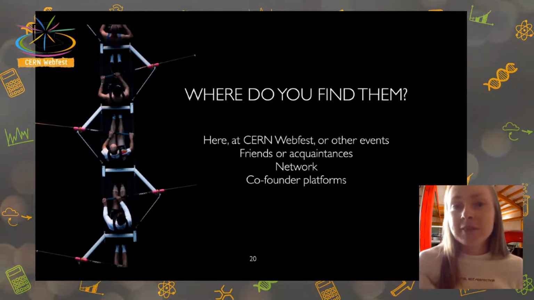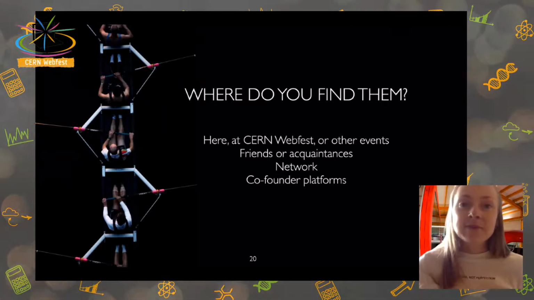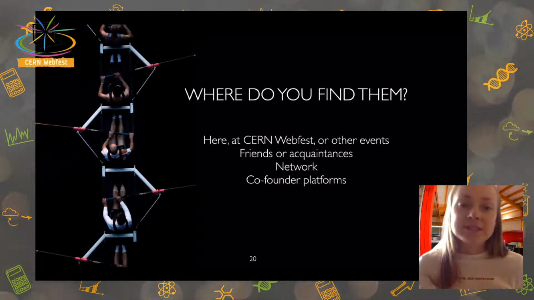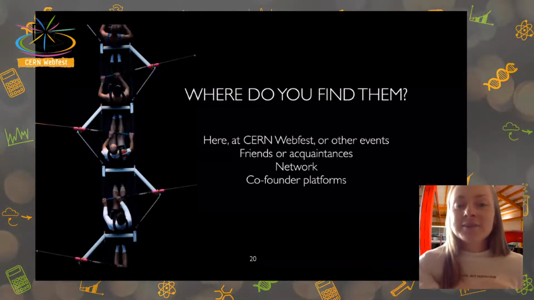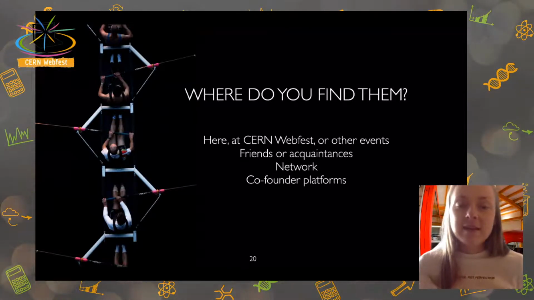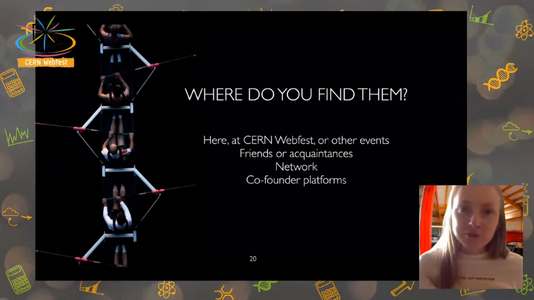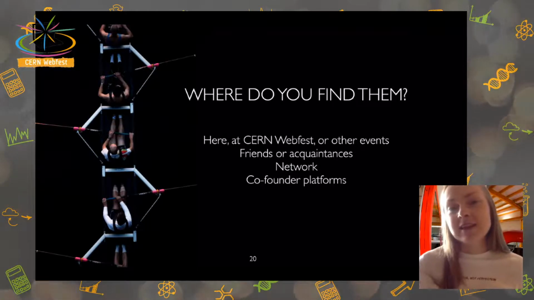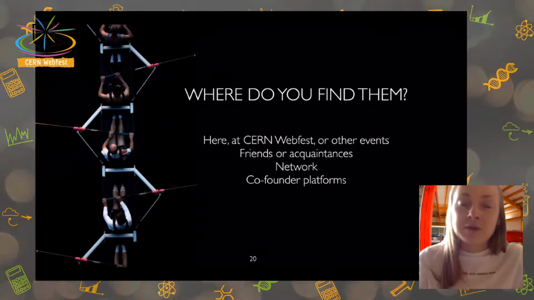You can also use your network, reach out to them to hear if they know of someone who can join your team. And you can also look for co-founders on co-founder platforms. There are several of those, so you can just Google to see if you can find a co-founder platform where you can look for founders and team members.